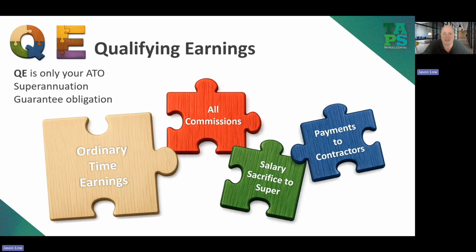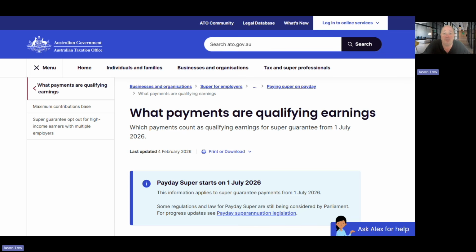So what that really means is there are three things that we need to focus on here in terms of QE: ordinary time earnings, all commissions, and salary sacrifice to super. How do we do that? So on the ATO website, they have this brand new page which says what payments are qualifying earnings.